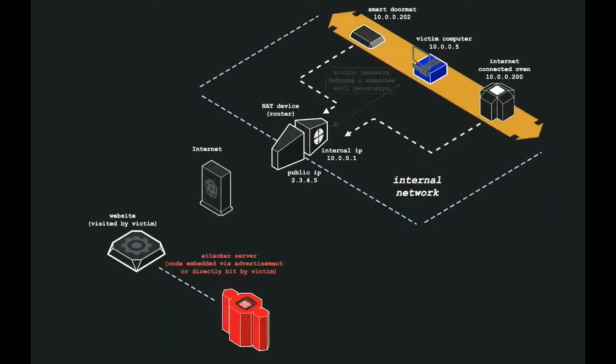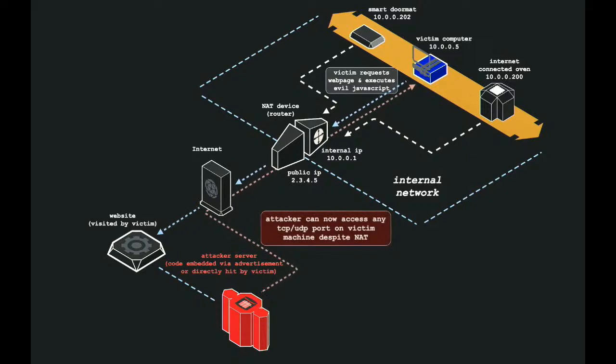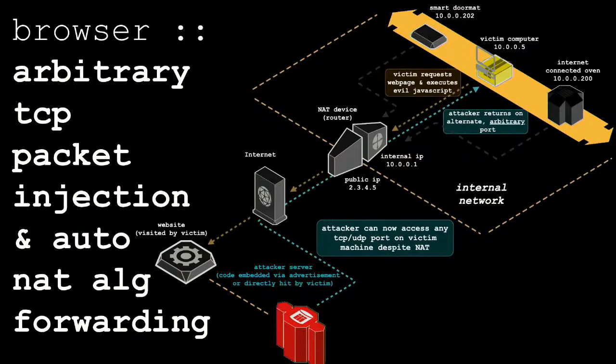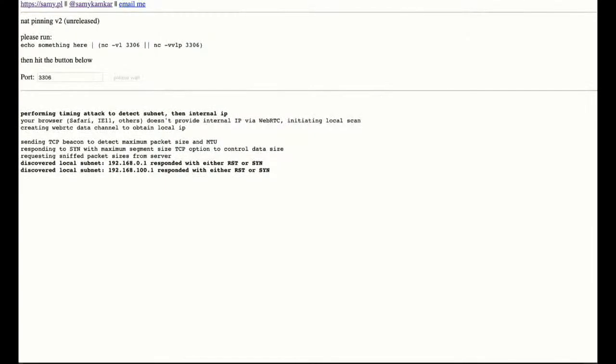This is essentially what happens. The victim visits a website through the internet, through their router, through the internet, hits the website. The website could just load your JavaScript, your evil JavaScript. So it could be a normal site, and you can be a malicious advertiser. Then it sends this data back, and your browser does all this automatically. It doesn't request anything from you. And you get arbitrary packet injection through their ALG, which is pretty cool.